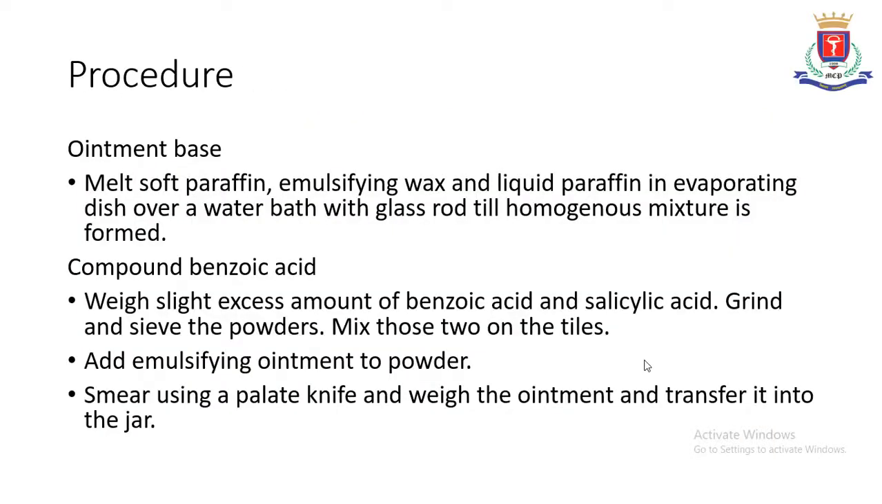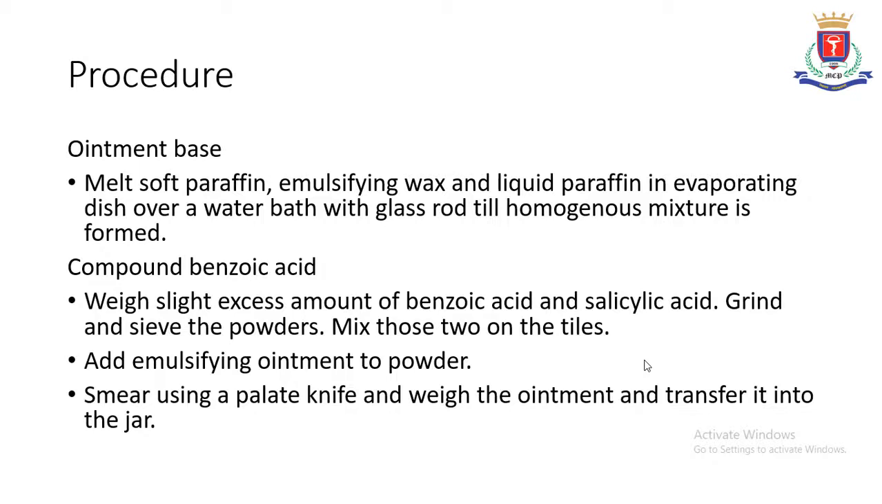So first we will see the procedure for preparation of the ointment base. Initially, the ingredients required for the ointment base, that is soft paraffin, emulsifying wax, and liquid paraffin, are weighed in an evaporating dish and melted over a water bath with continuous stirring by a glass rod till a homogeneous mixture is formed. Since we are heating it on a water bath, the temperature required is around 75 to 80 degrees Celsius, because all these ingredients have a low melting point. In the range of 60 to 70 degrees Celsius they melt easily. So we are heating it on a water bath and not on a direct flame.